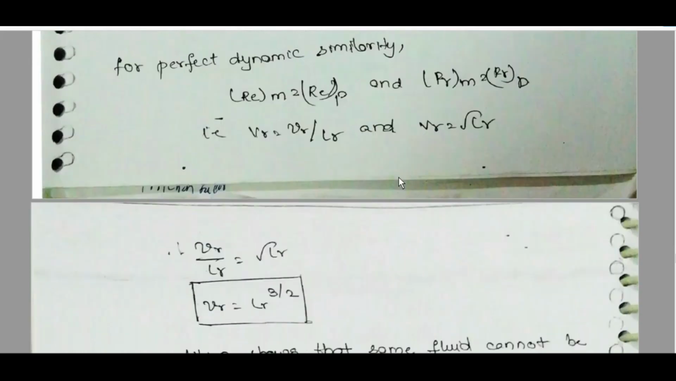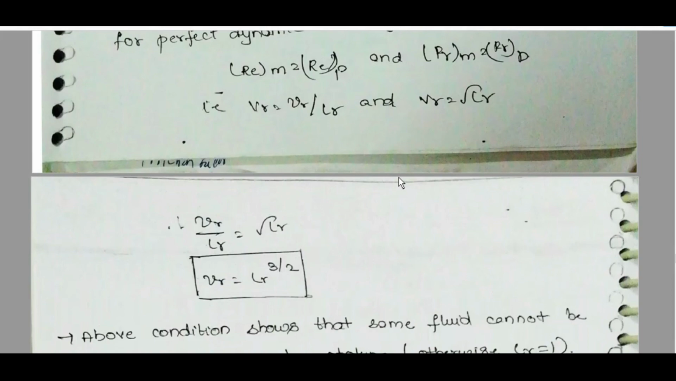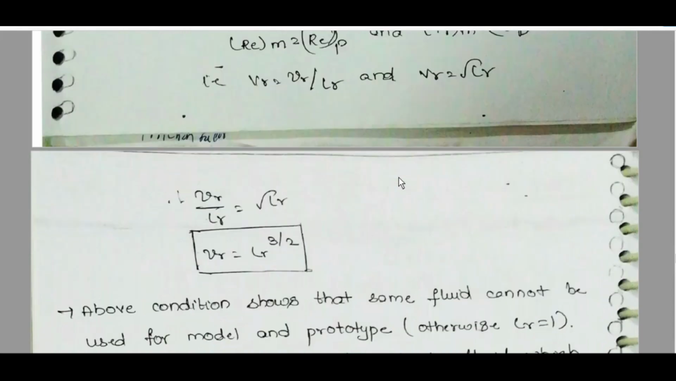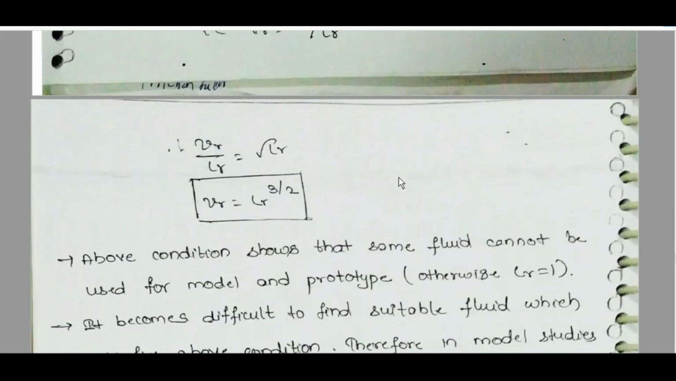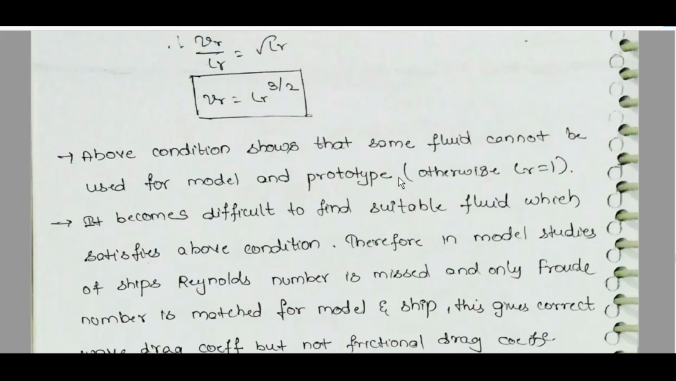Vr is equal to nu r by Lr. Vr is equal to root Lr. So nu r by Lr is equal to root Lr. nu r is equal to Lr power 3 by 2. The above condition shows that the same fluid cannot be used for model and prototype. Otherwise, Lr is equal to 1.